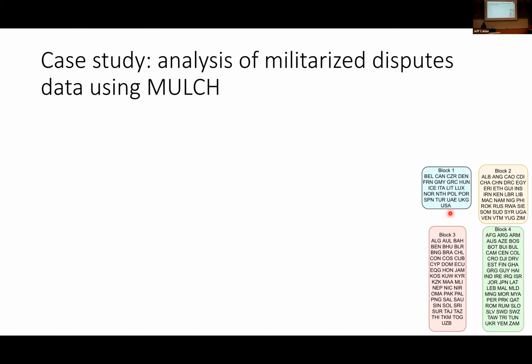So we fit this model using MULCH, and we see 4 blocks here. You can see the membership, which nodes are in which block. The nodes here are countries, so which countries are in which blocks. The first thing to notice, this first block, if you look at the countries here, these are all NATO members plus the UAE. Think of this kind of like clustering. These are nodes that all behaved in a similar way.